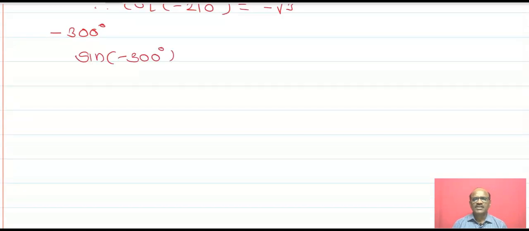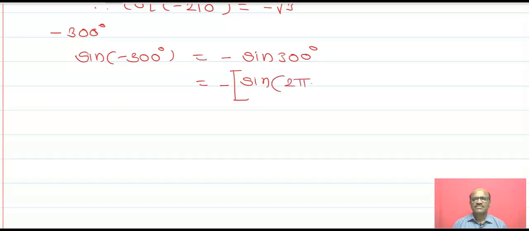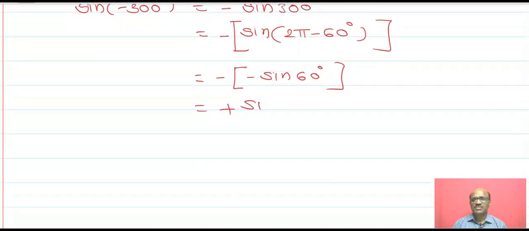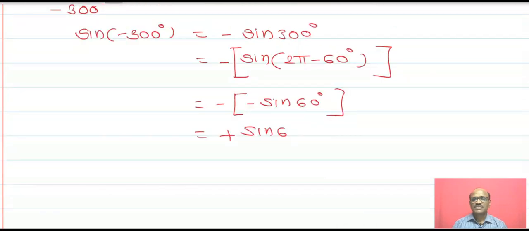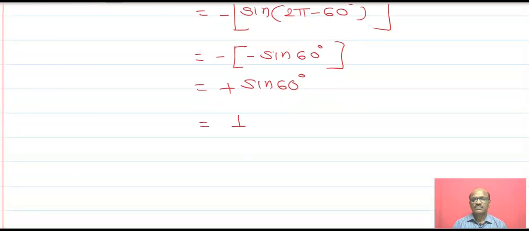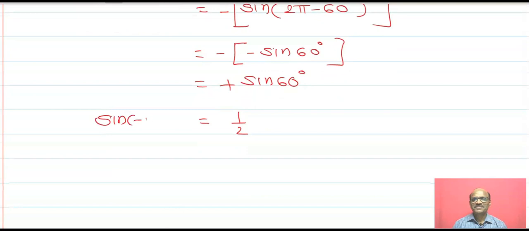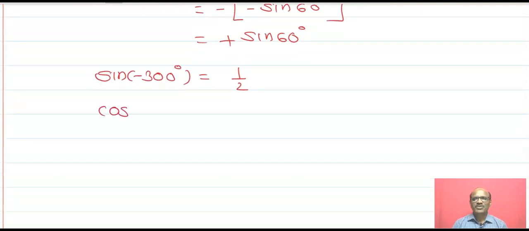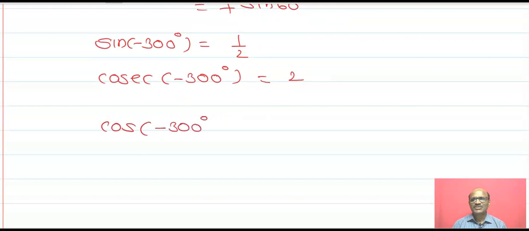That is sine of minus 300 degree is minus sine of 300 degree, minus, that is 2 pi minus 60, and whenever there is a 2 pi angle, the function remains as it is, that is sine of 60, minus will become plus. Sine 60 is root 3 upon 2. Sorry, it is wrongly written. It is not 1 upon 2, but it is root 3 upon 2. I will change it. Sin 60 is root 3 upon 2. I will change it. Okay.